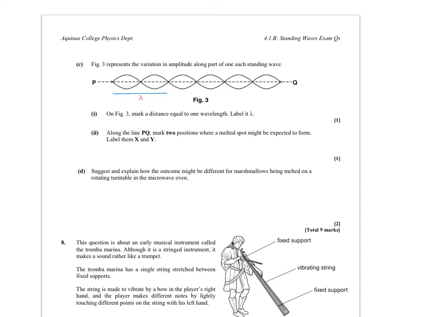And then we have to mark two positions where a multispot might be expected to form. We're expecting those multispots to form where the amplitude of the oscillation is greatest. So any of those antinodes can be labelled X and Y.